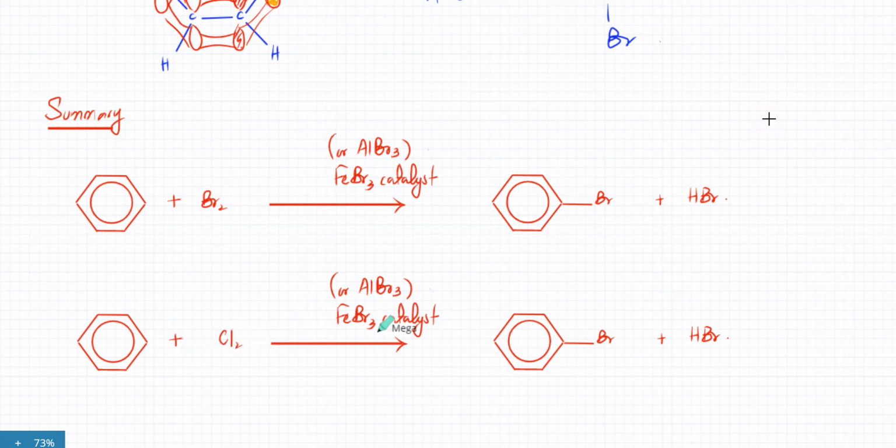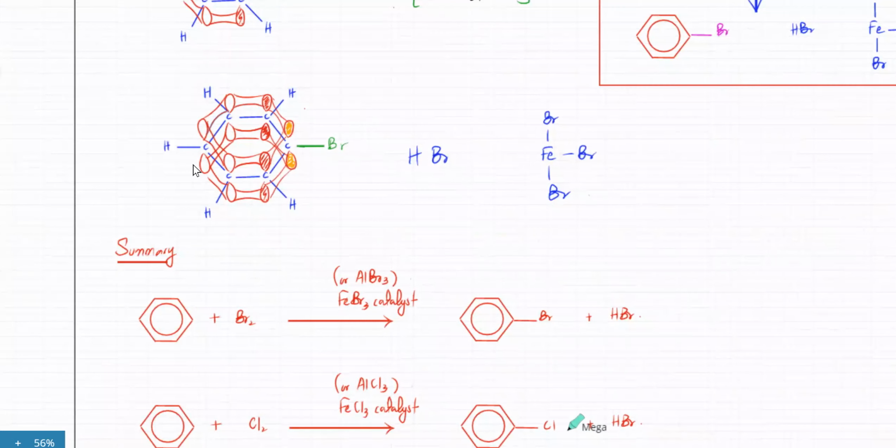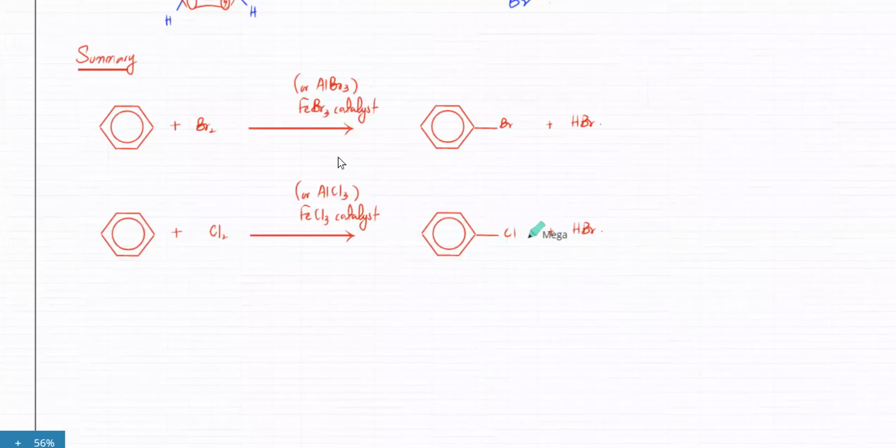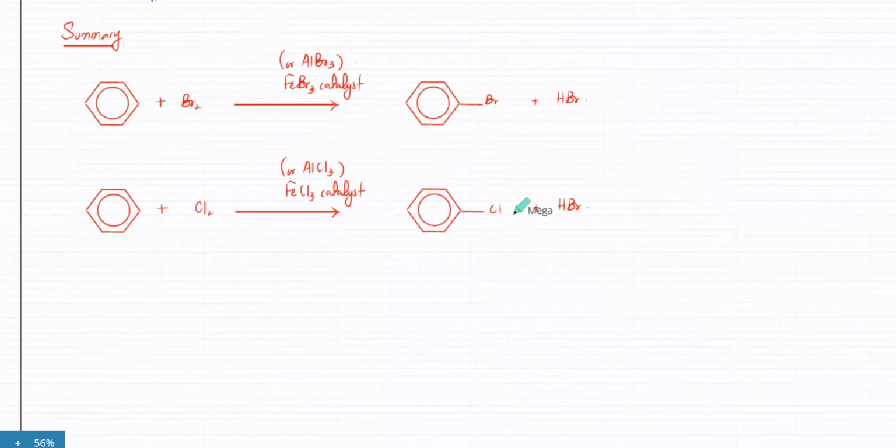Except that the catalyst also changes. Instead of FeBr3, it's going to be FeCl3. And instead of AlBr3, because you don't want Br to interfere, you're going to have AlCl3. And instead of Br getting substituted, Cl gets substituted onto the benzene ring. So instead of benzene having 6 hydrogens, it now has a halogen attached to it. Okay, is this clear? That's the summary of the first reaction.